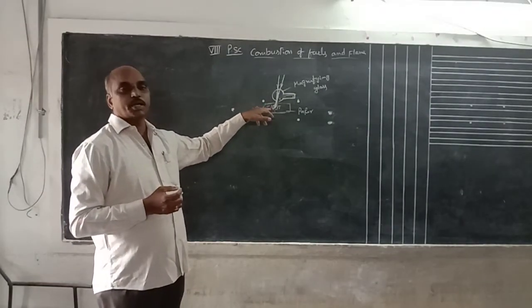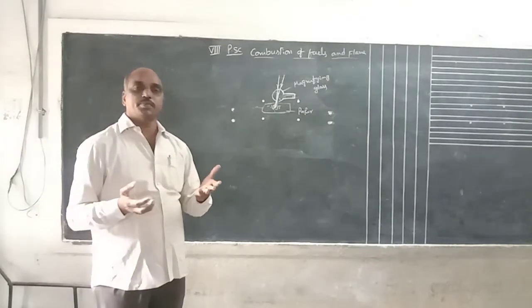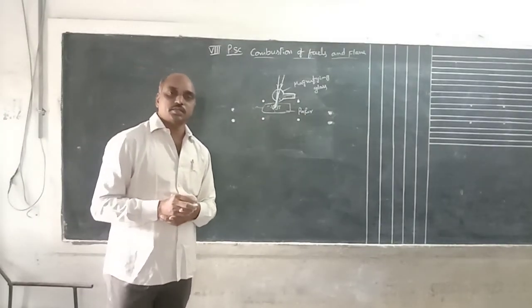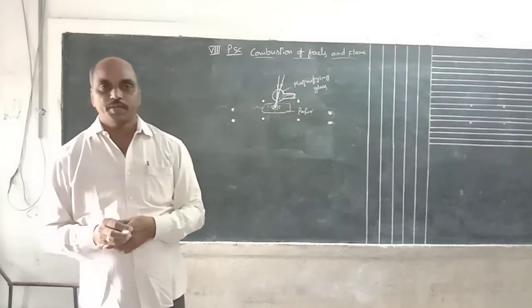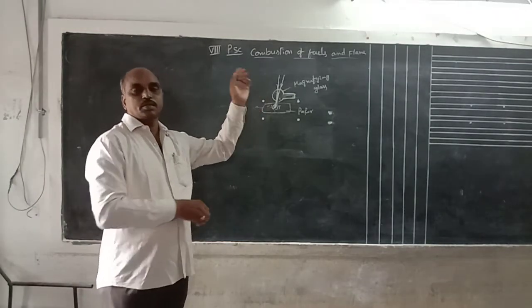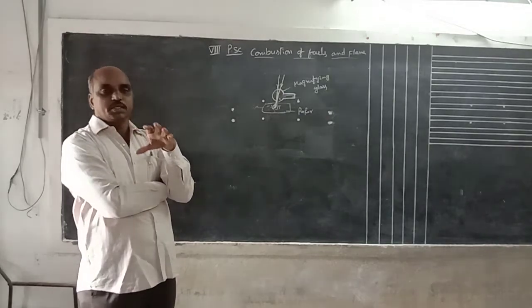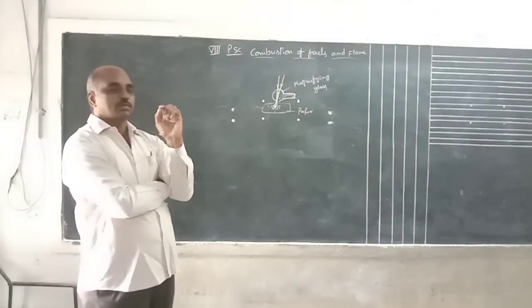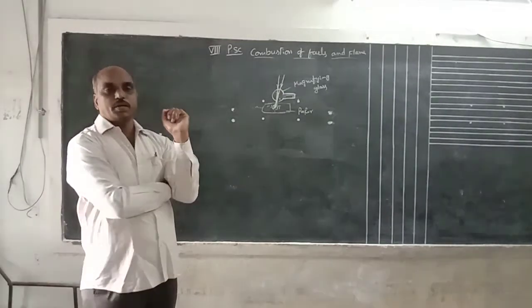Slowly, the paper starts burning. Initially, the paper won't burn. After a certain time only, it starts burning. Why? Because of the ignition temperature of the paper. That means initially the paper is not burning.